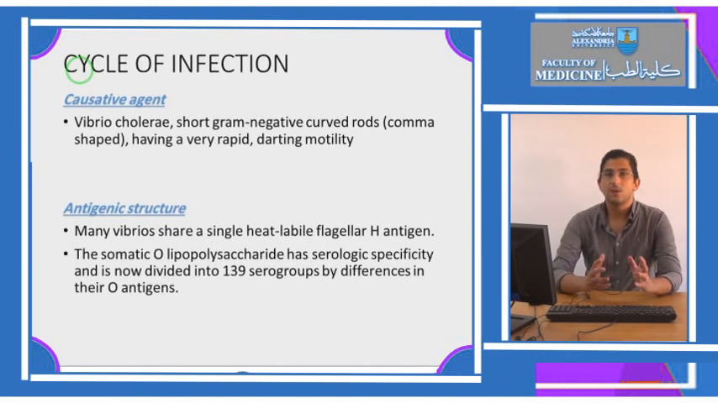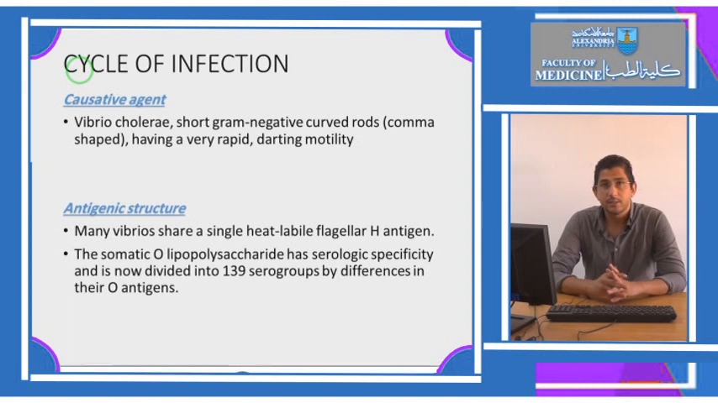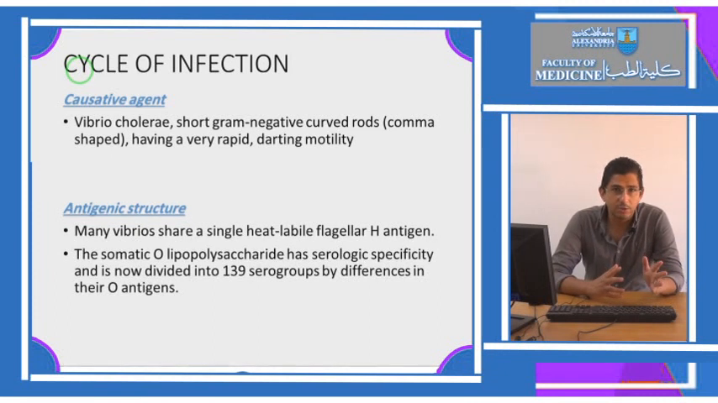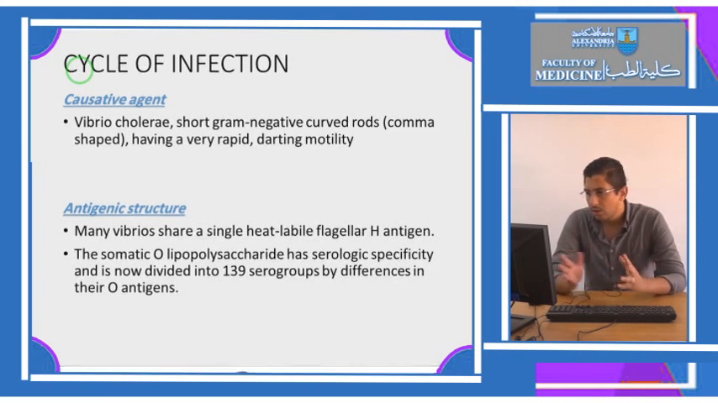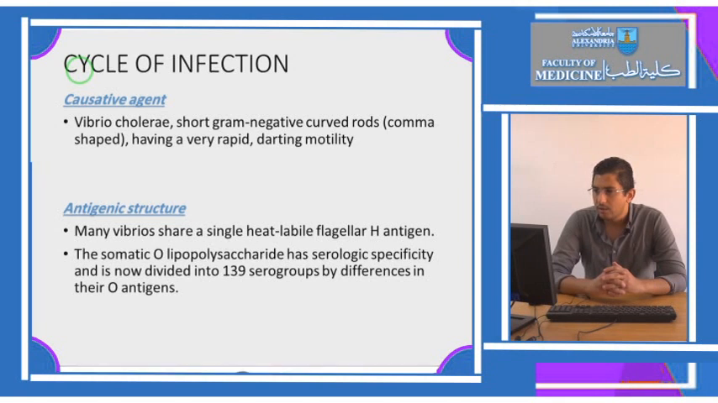Okay, so what's the causative organism of cholera? It's Vibrio cholerae. Vibrio cholerae is a short, gram-negative, curved rod, and it has a very rapid darting movement. Just remember this darting movement, because during the diagnosis we will have something regarding it. We're going to say it later.